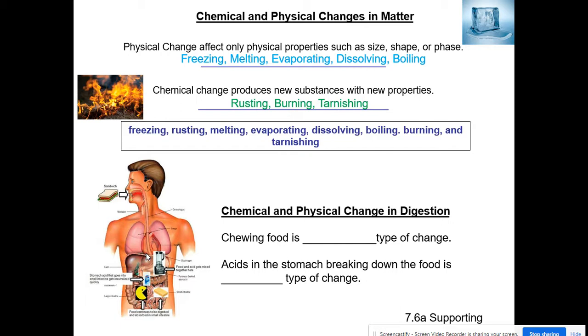The body goes through its own physical and chemical changes. Chewing food is a physical type of change. The food gets smaller, but it's still the same kind of food. However, when it reaches your tummy, acids in the stomach break down the food, and that's a chemical type of change.